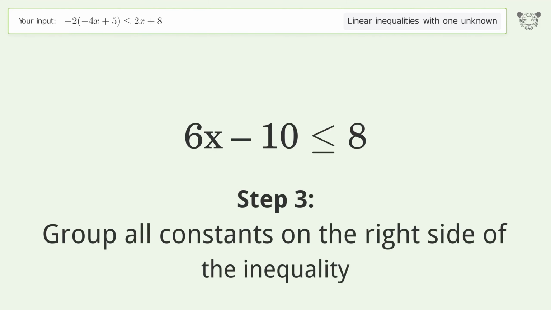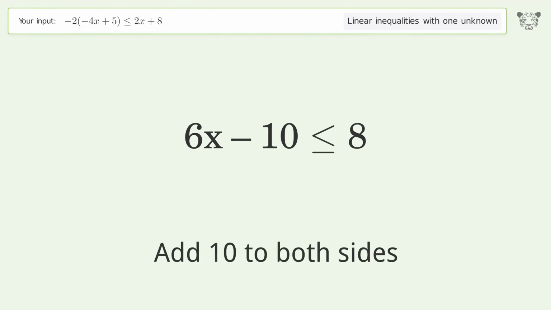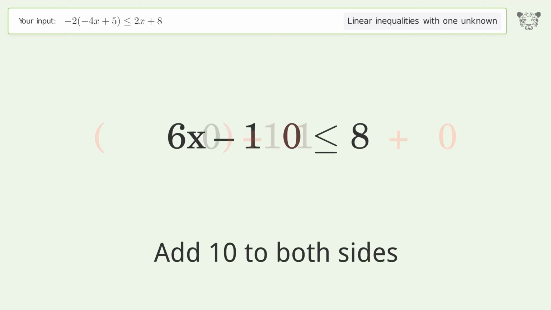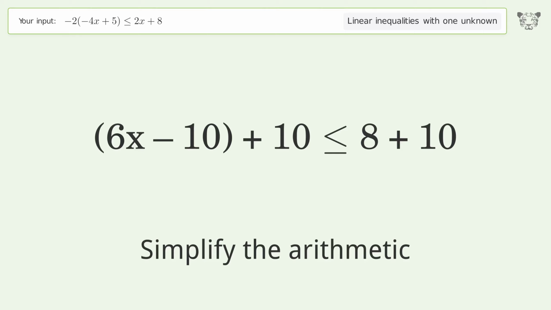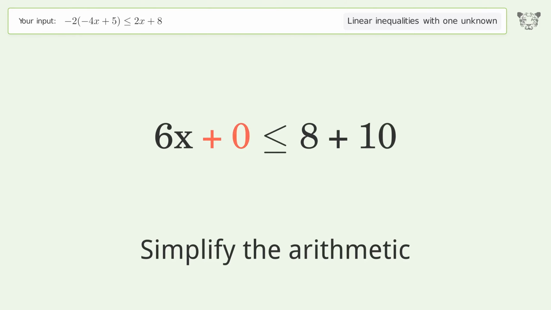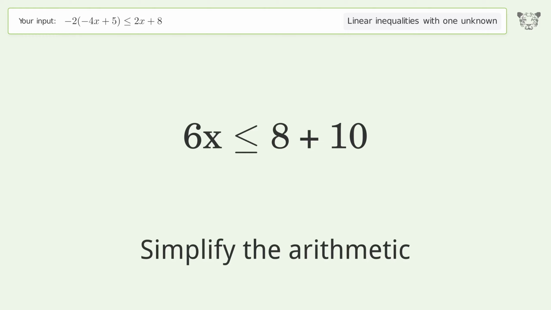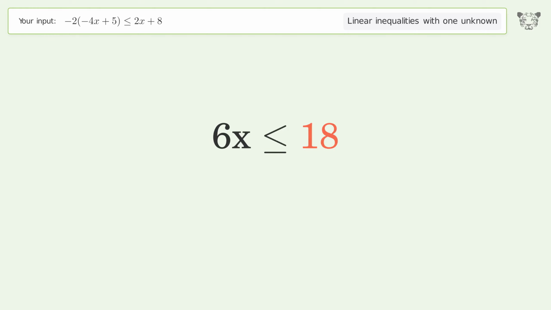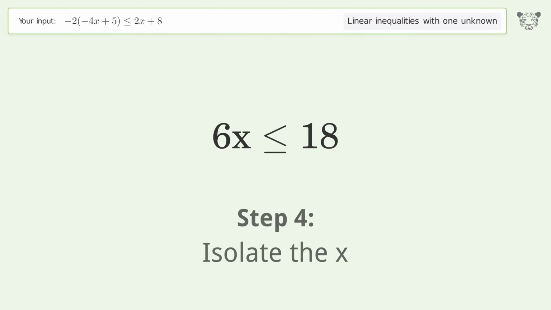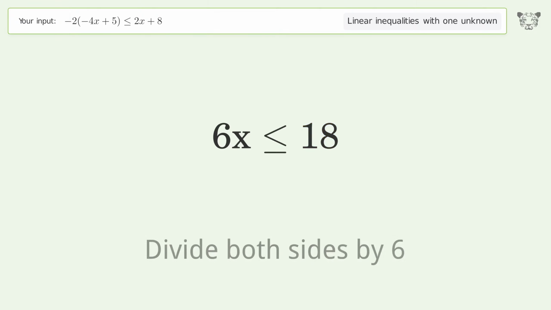Group all constants on the right side of the inequality. Add 10 to both sides. Simplify the arithmetic. Isolate the x. Divide both sides by 6.